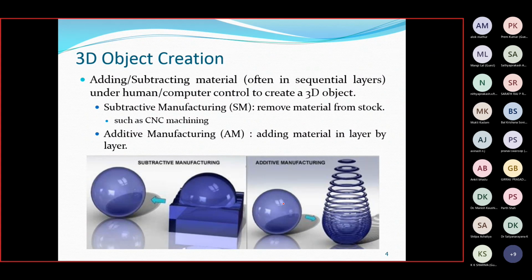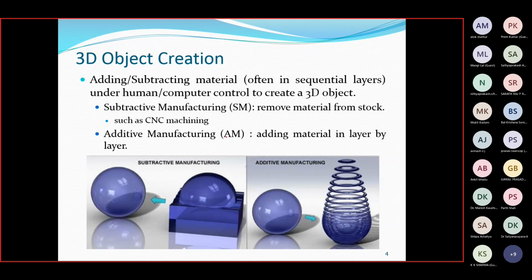So adding and subtracting materials, often in sequential layers under human or computer control, to create a 3D object. So that is 3D object creation. Now what we are going to do is print. We are learning about 3D object printing, and that printing comes under additive manufacturing, AM, you can say.